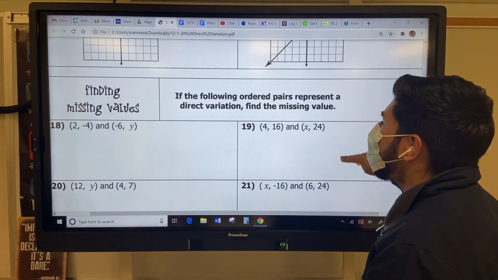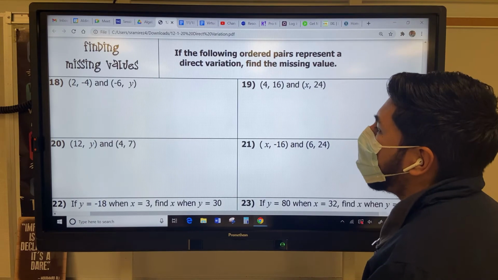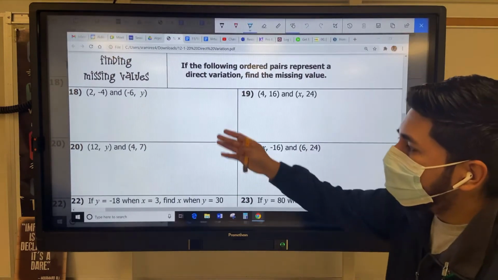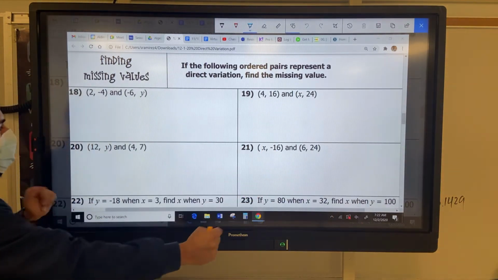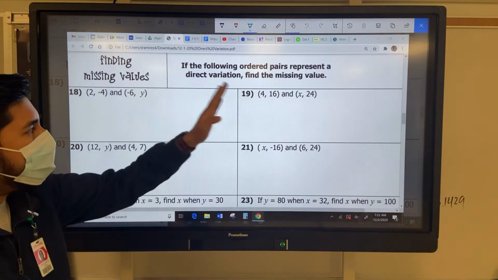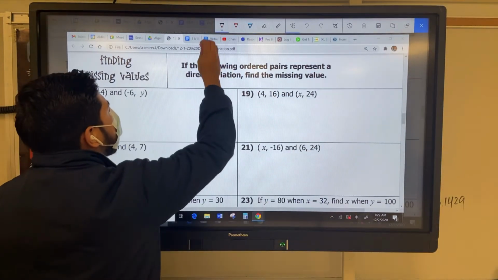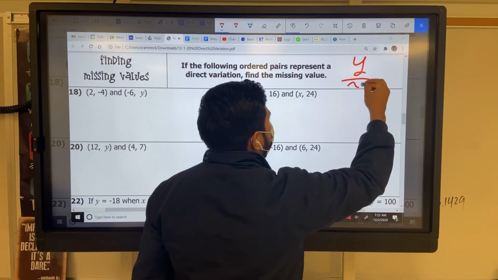And this is what I want to talk about. Finding the missing values. I'm going to do the left side. I'm going to do the first two. You do the next two because I want us to get a glimpse of y and x. Please remember, it is y over x.